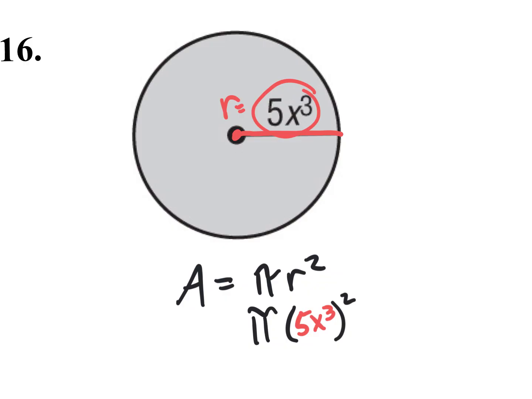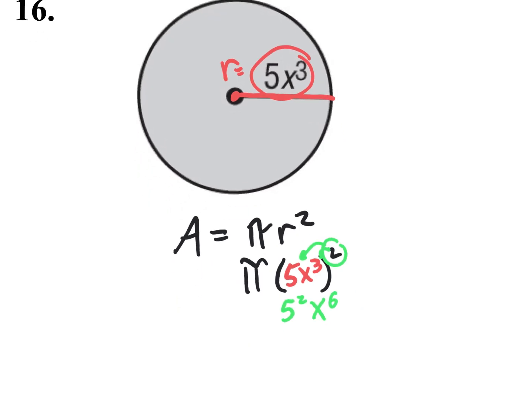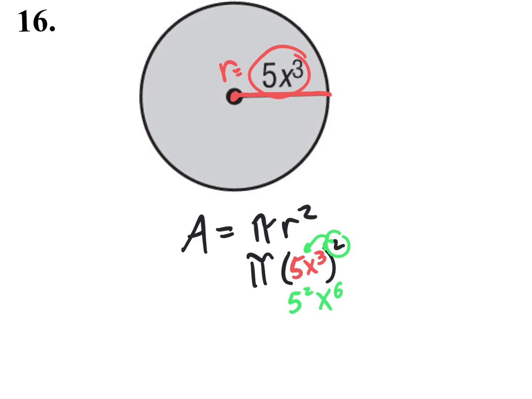So we're going to distribute the outside exponent of the parenthesis to the inside. So put the 2 on the 5. That'll be a 5 squared. Put the 2 on the 3 right there. Power to a power, multiply, x to the sixth. And let's not forget about the pi that's in front. So let's bring down that pi as well. And this is technically your answer, but you could do a little bit more.